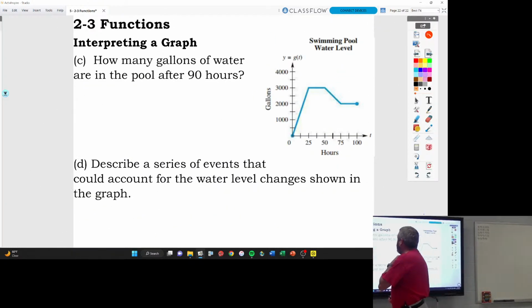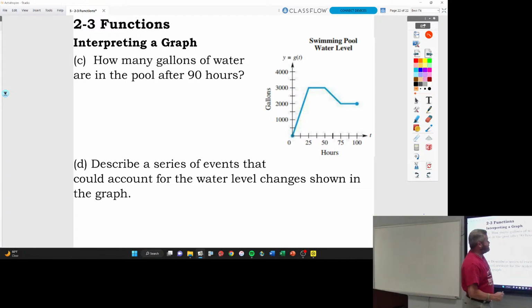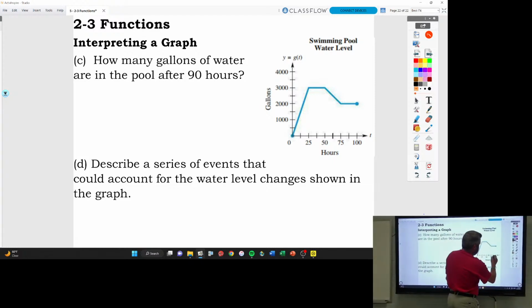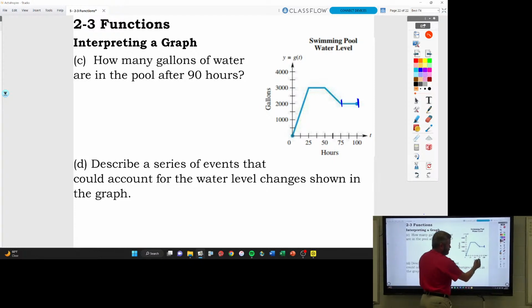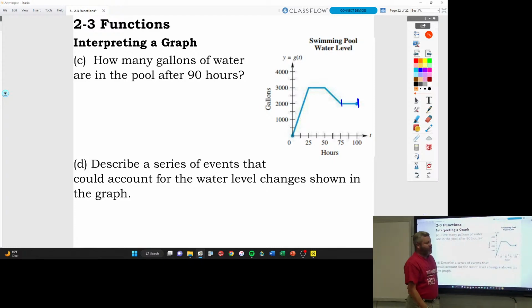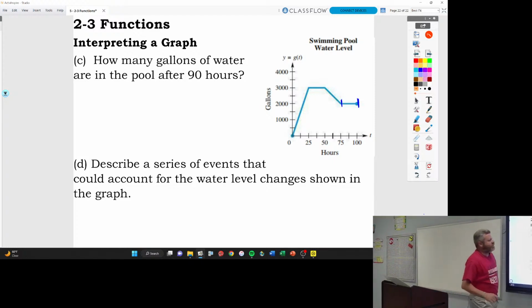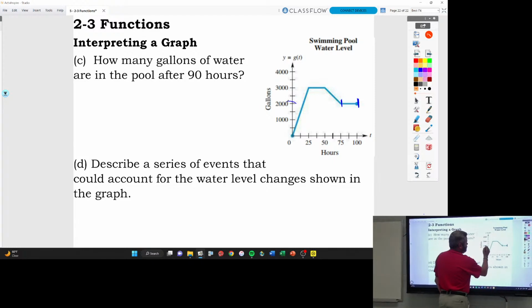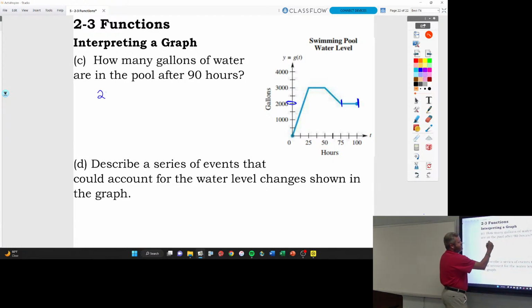How many gallons of water are in the pool after 90 hours? So 90 hours is somewhere between 75 and 100. So exactly where 90 is, I don't know. But since it's constant from 75 to 100, I know that from 75 to 100, we're sitting at 2,000 gallons. So 2,000 gallons.